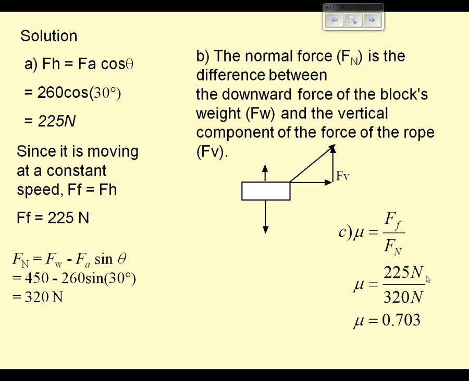Generally, the frictional coefficient is less than 1. Could it theoretically be more than 1? Absolutely, if the two surfaces are extremely rough and there's a lot of friction between them.